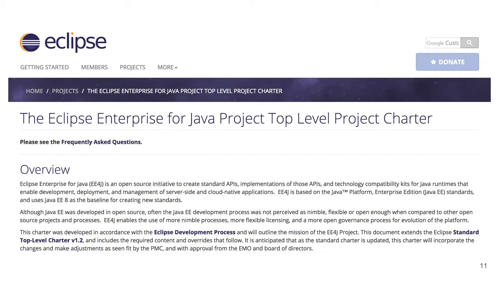And the top level project is called E for J. So that's Eclipse Enterprise for Java. But note, and I'll mention this again in a few slides' time, that's not the brand. That's actually a very specific Eclipse thing. That's where all of the projects, all of the source code, things like Glassfish, etc., reference implementations, they would reside, or they will reside, under that top level project, but it is not the brand.